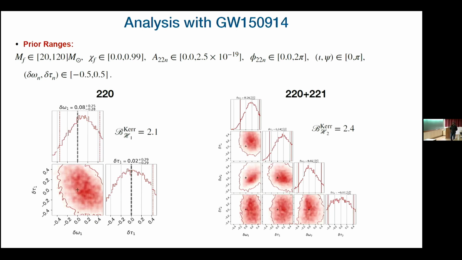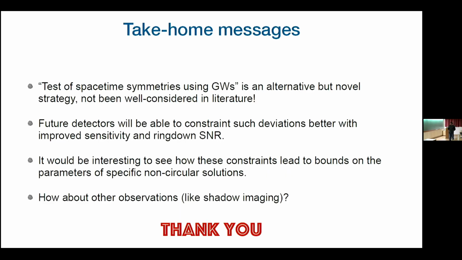Similarly, if you consider 220 plus 221, you also get a Bayes factor of this sort. Here you can also see that these black lines are consistent within the 90% credible interval. Okay, so here are some take-home messages. This test of spacetime symmetry using gravitational waves is an alternative test, proposed in our paper. It is not well considered in the literature, but I think there is a lot of potential in this direction.